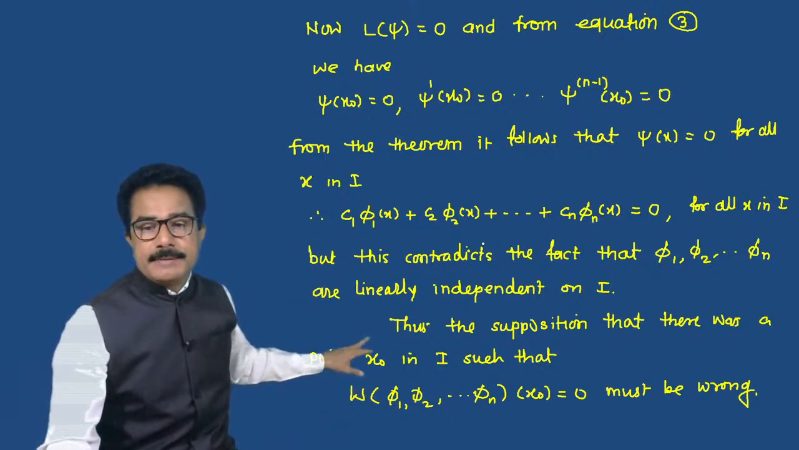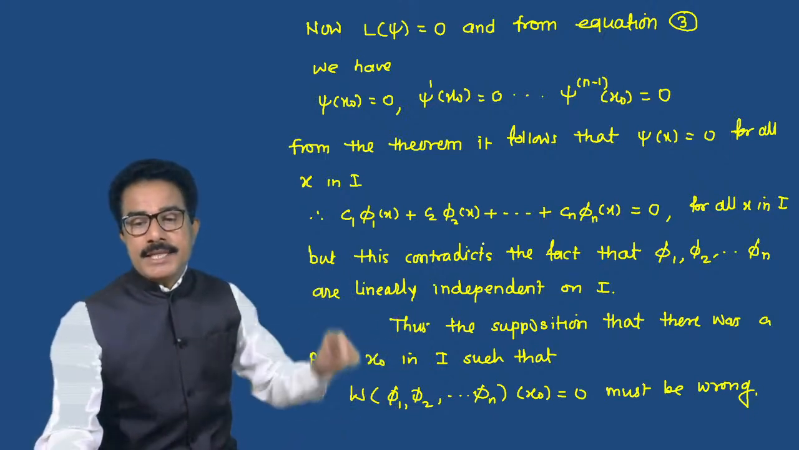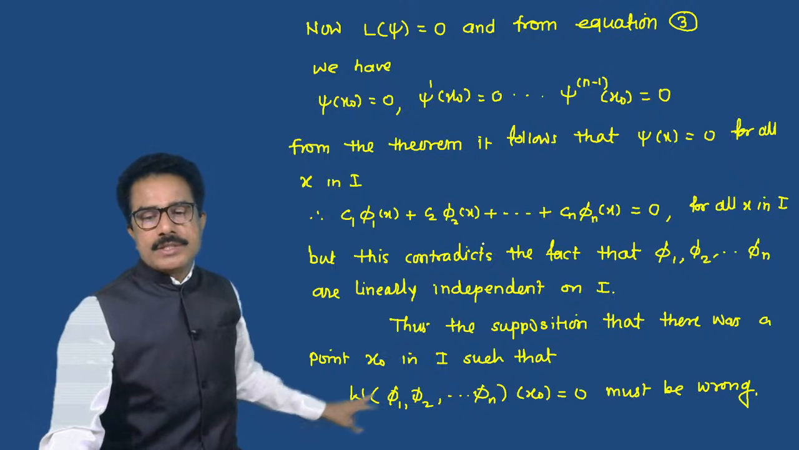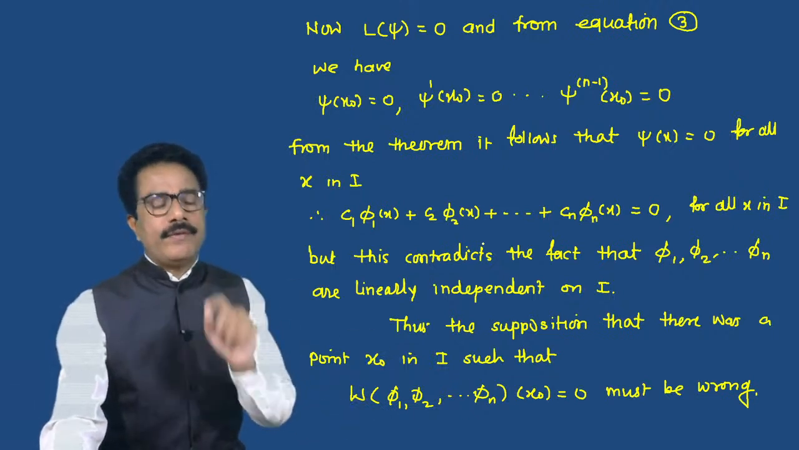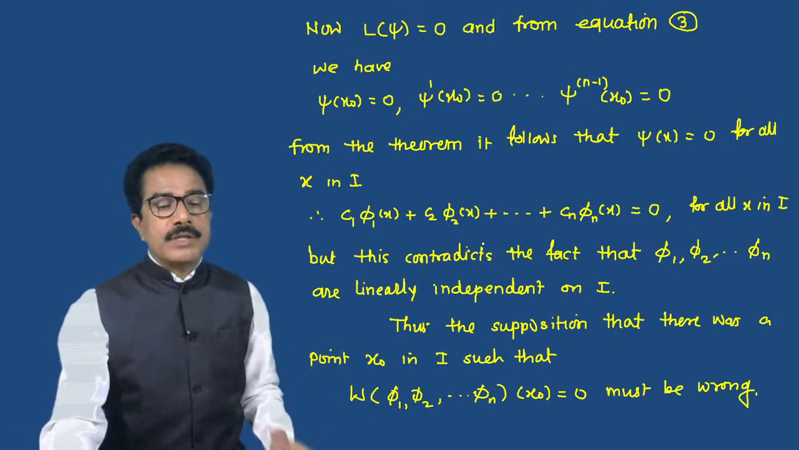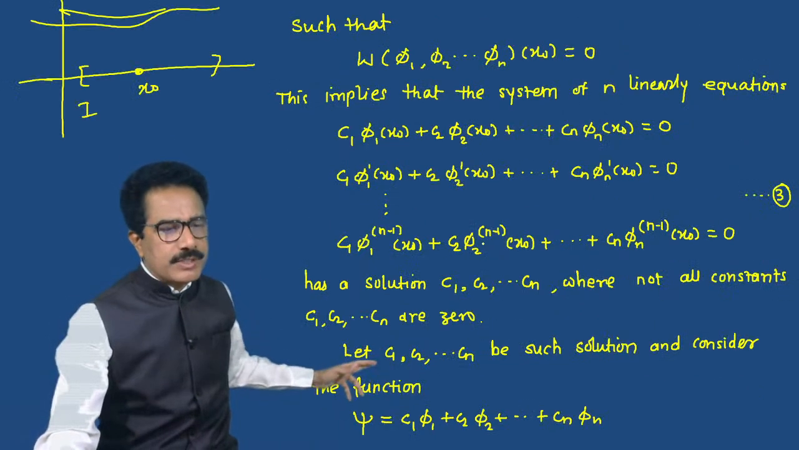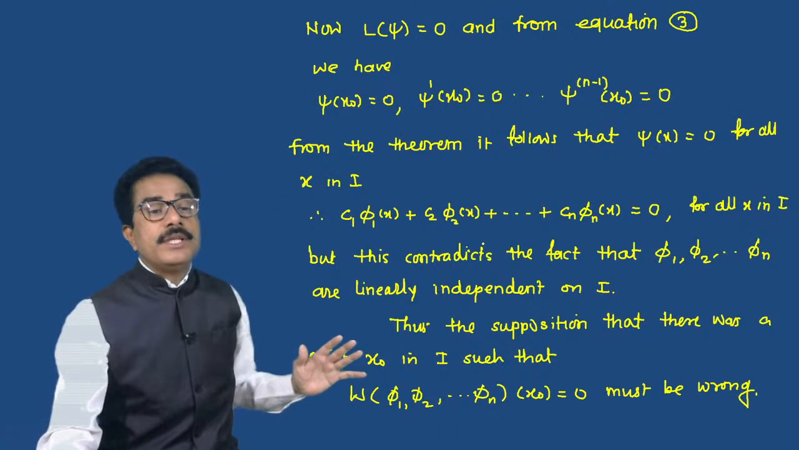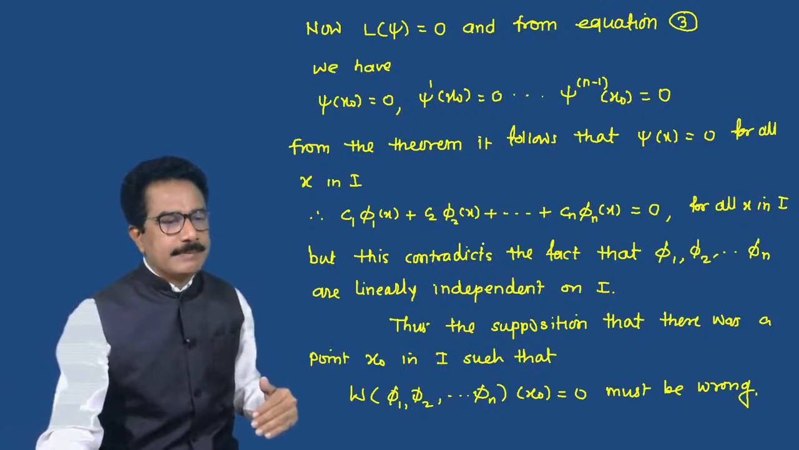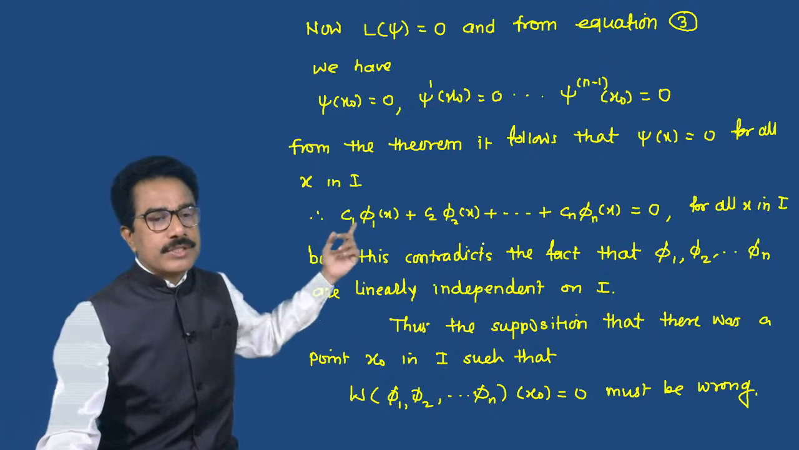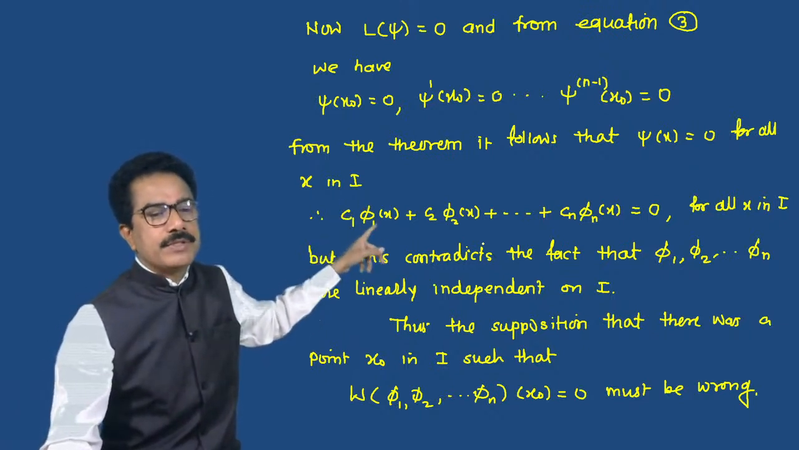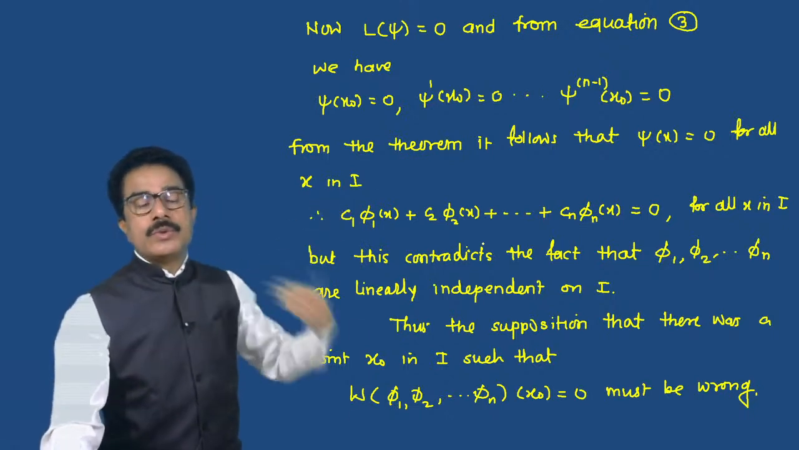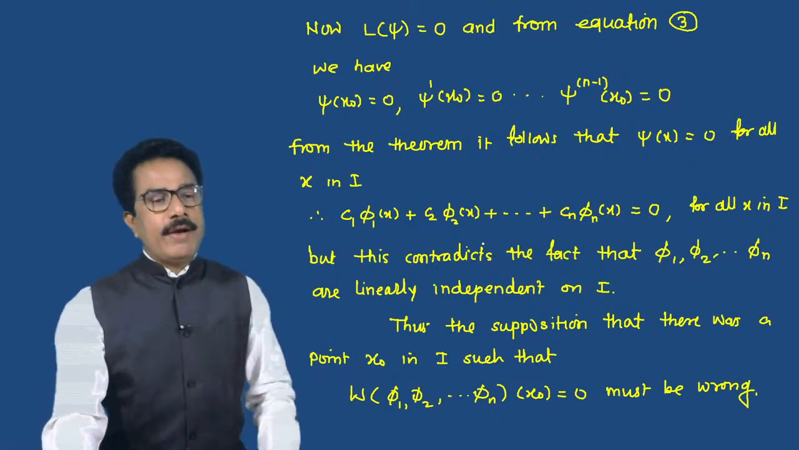This implies that the supposition that there was a point x naught in I such that the Wronskian of phi1, phi2, ... phi n of x naught is equal to 0 must be wrong, because this gives a conclusion that C1 phi 1 plus C2 phi 2 plus ... Cn phi n is equal to 0. This is a contradiction to the linear independence of phi 1, phi 2, phi 3.